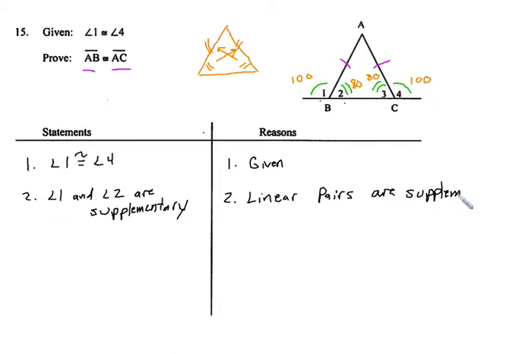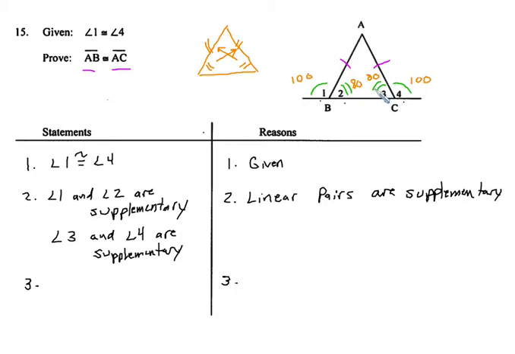Now the next thing that I looked at was angle 3 and angle 4 with the exact same reason. Those are linear pairs, so they're supplementary. So I'm not going to call that statement 3. I'm just going to list that underneath statement number 2. Angle 3 and angle 4 are also supplementary. And I do that to save myself a little bit of writing because linear pairs are supplementary works for both of these statements.